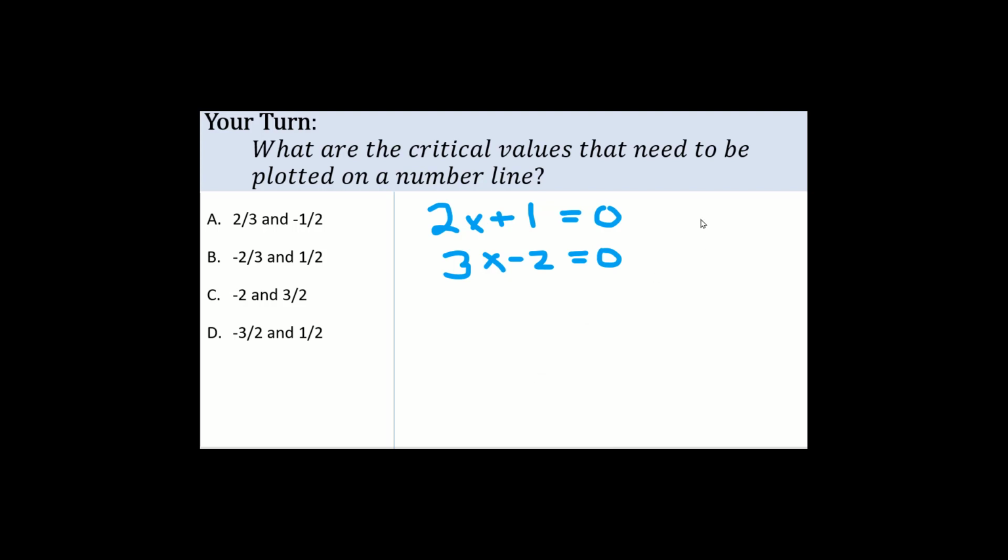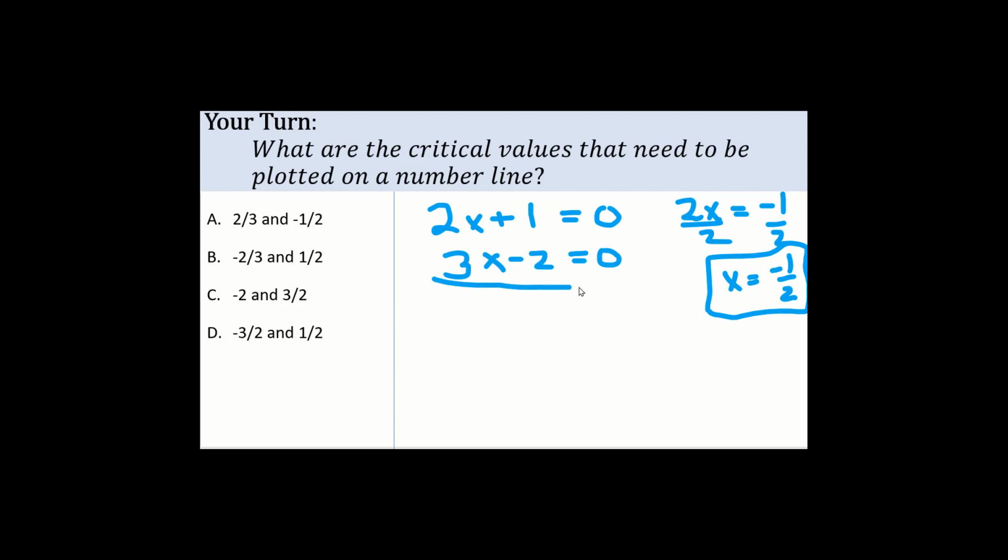All right, let's go ahead and work through this. In that first equation, we'll have 2x. If we subtract 1 from both sides, we get 2x equals negative 1. And then divide by 2, x equals negative 1/2. All right, there's one critical value.